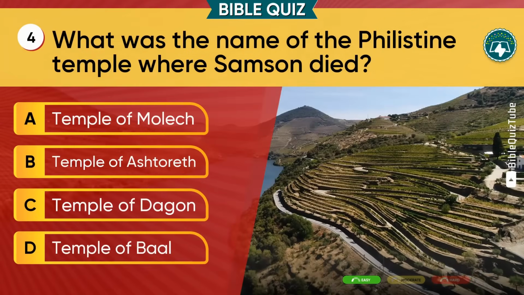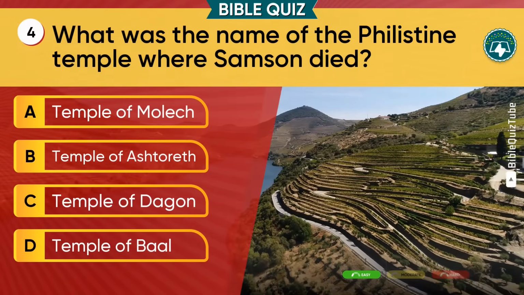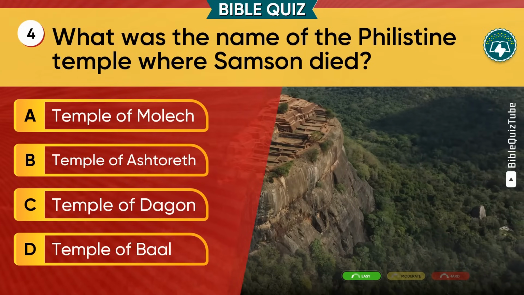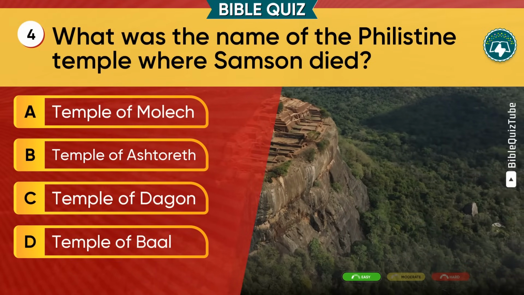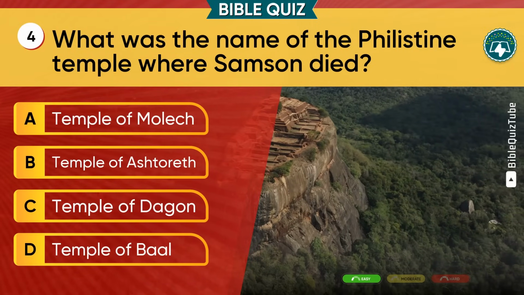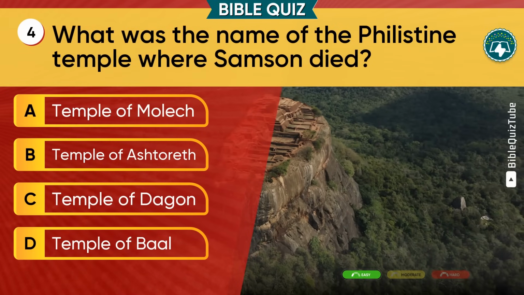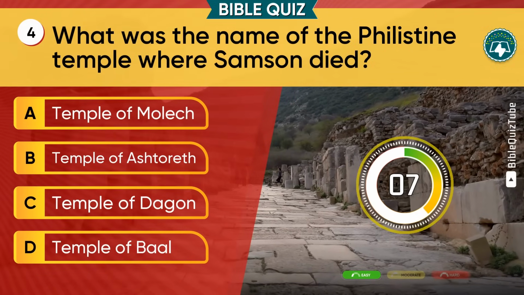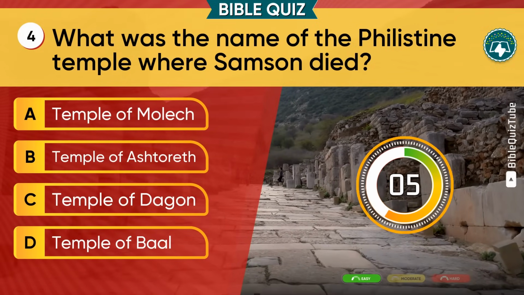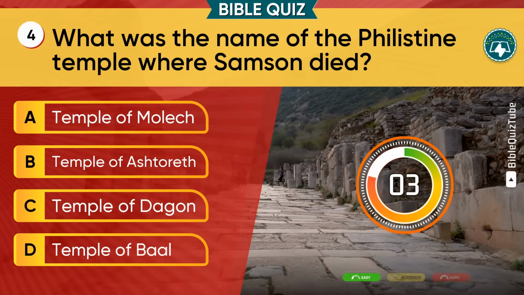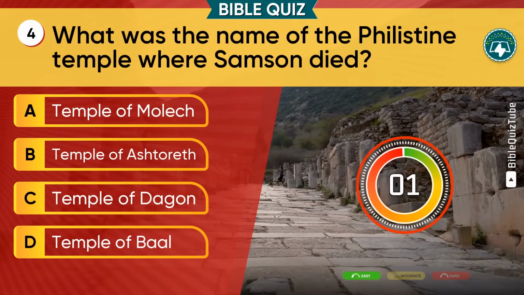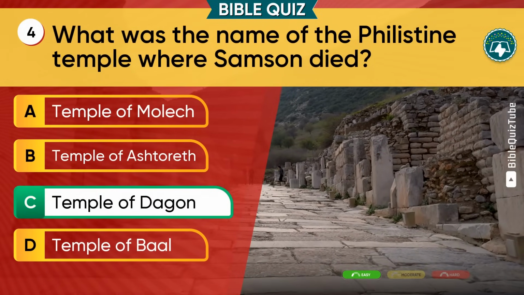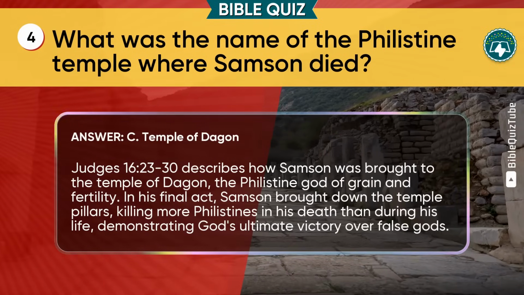Question 4. What was the name of the Philistine temple where Samson died? Possible answers. A. Temple of Molech. B. Temple of Ashtoreth. C. Temple of Dagon. D. Temple of Baal. The valid option is C. Temple of Dagon.